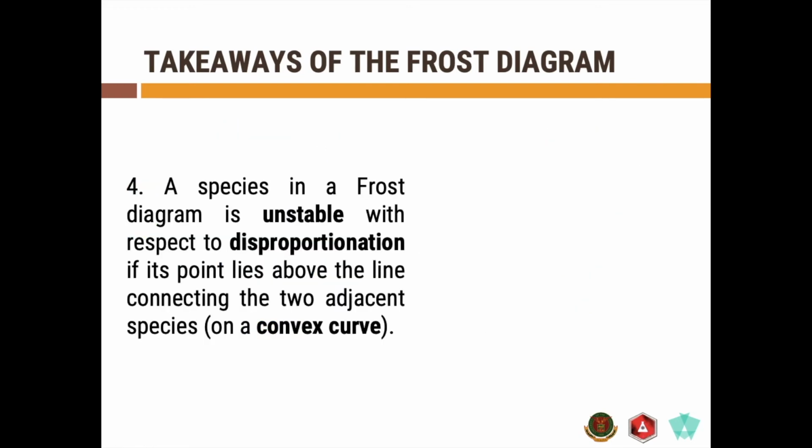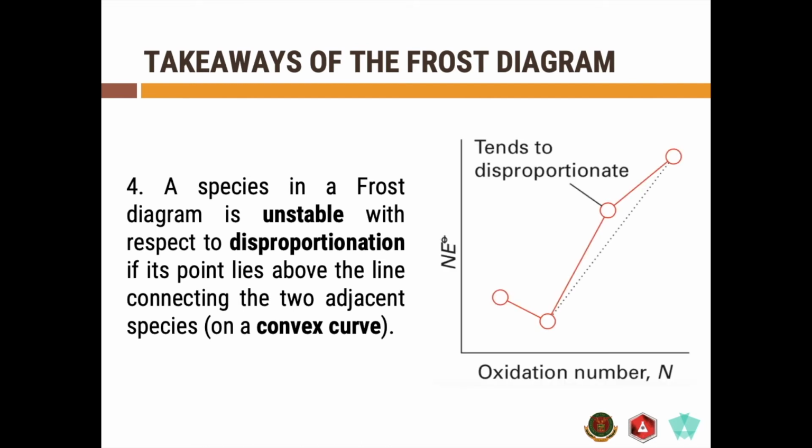A species in a Frost diagram is unstable with respect to disproportionation, as we have discussed earlier, if its point lies above the line connecting two adjacent species, or if you have a convex curve. So if you're looking for substances which will undergo disproportionation or not, you need to consider 3 points in your Frost diagram. These points must be connected to one another. So you have here a convex curve, and if you have something like this, you can say that this point at the center will undergo disproportionation.